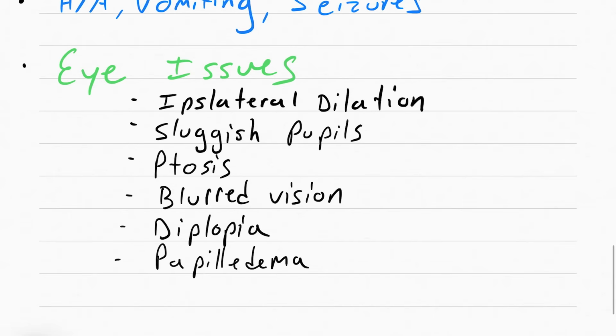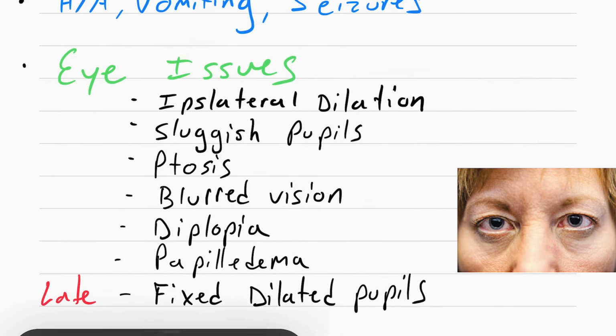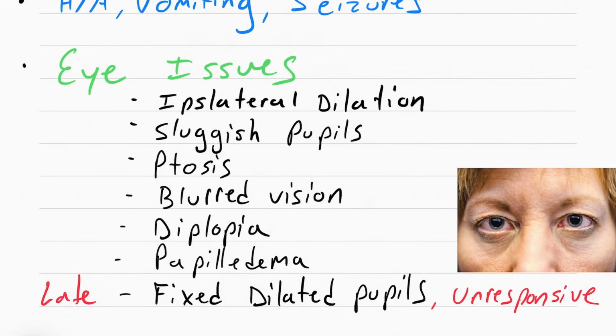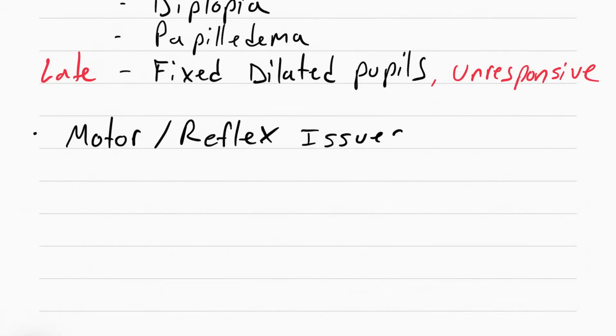of the optic nerve. If the pressure keeps going up, one of the late signs you'll see is something called fixed dilated pupils. The patient will also be unresponsive, and this is a late sign of very high intracranial pressures. As the pressure keeps going up, the patient's also going to have motor and reflex issues.